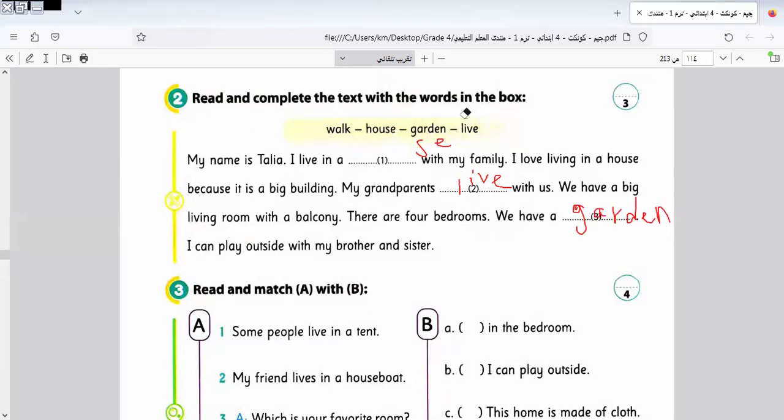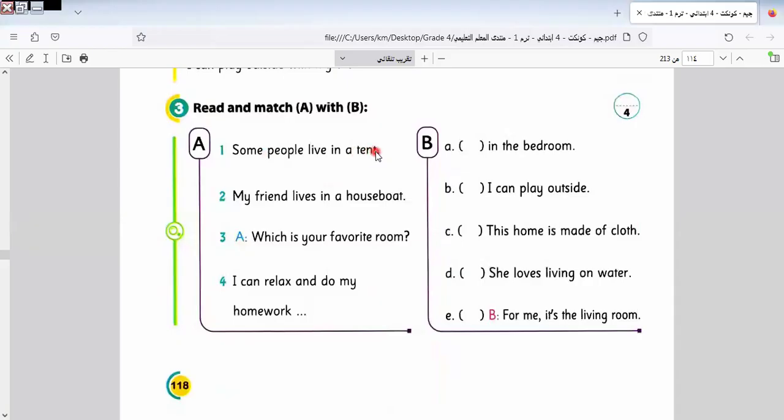Let's continue the rest of the exercise. Some people live in tents. This home is made of what? Of cloth. So I select number 1 by letter C. My friend lives in a houseboat. She loves living on water.